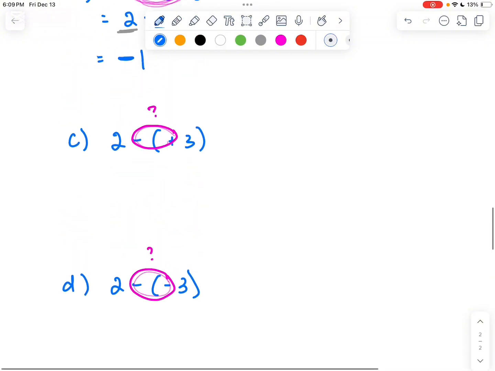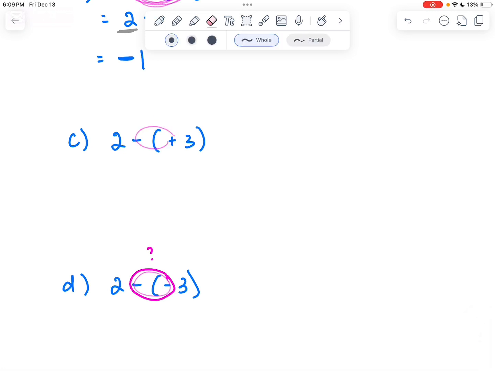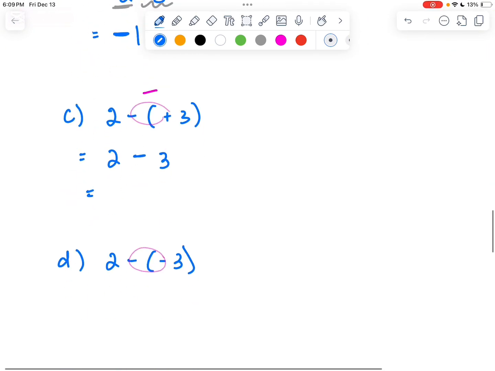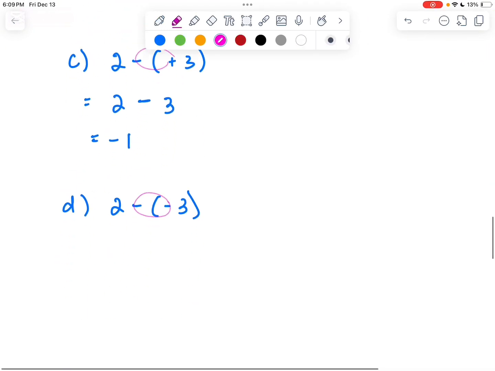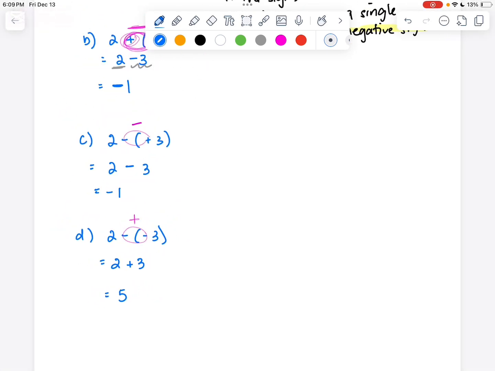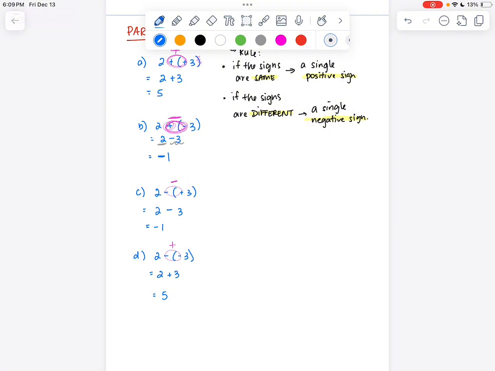Okay, so now that you're back, I'm hoping that what you have is, because these two signs are different, a minus and a plus, these combine into a single negative. So I keep the 2, I keep the 3, and I replace those double signs with a negative. That becomes just like our question up above, so it's a -1. Here, these two signs are both the same, negative and negative, so it gets replaced by a single positive. So 2 plus 3, and I get 5. So that's just how we're going to deal with those double signs every time we have them, whether double positive, double negative, or different.